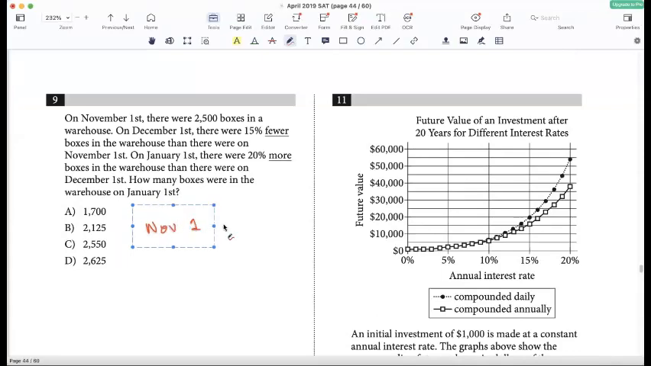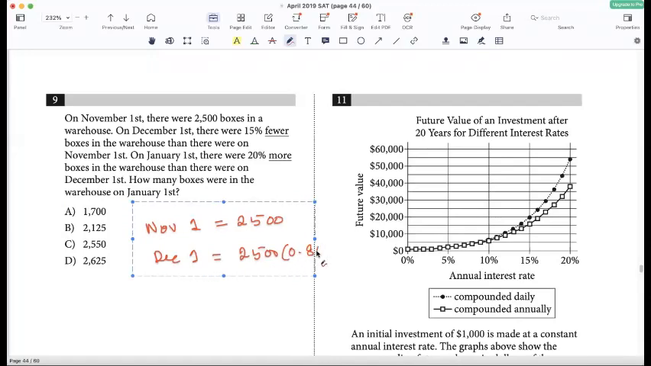So November 1, it was 2,500. So December 1 was 15% fewer. So 2,500 times 0.85, which would be how much? Let's plug that into the calculator. 2,500 times 0.85. So that's 2,125.